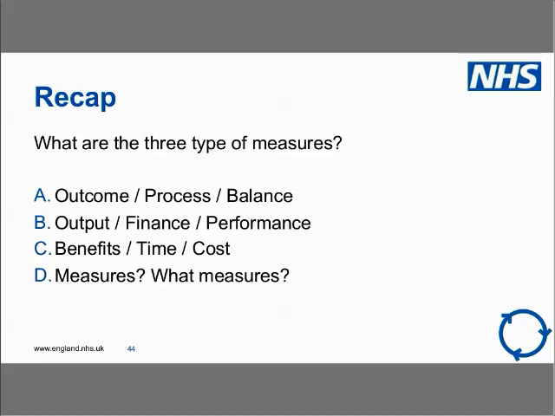Quickly, what are the 3 types of measures? Is it A, outcome, process, balance; B, output, finance, performance; C, benefits, time, cost; or is it D, measures? I'll be disappointed if there are D answers in here, but it's not for me to pick.